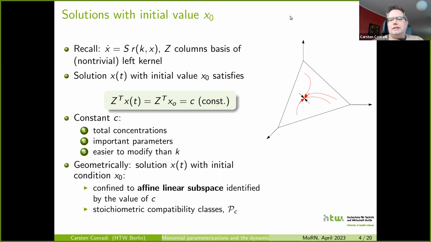And what this means geometrically, I have drawn a picture where I try to depict this. Geometrically, this means that every trajectory, every solution with a given initial condition, is contained in an affine linear subspace that is identified by the value of the total concentrations. This is a simple triangle here, and these triangles are invariant. You start at time 0 in one of these triangles, and then you stay in it for as long as the solution exists. And this is important when we are talking about, for example, steady states.